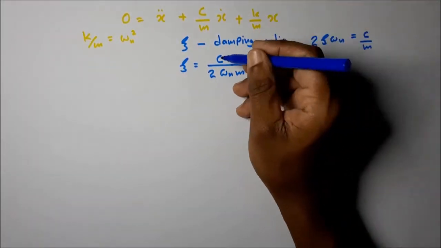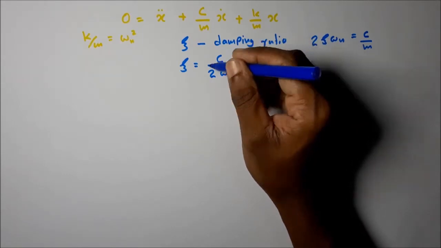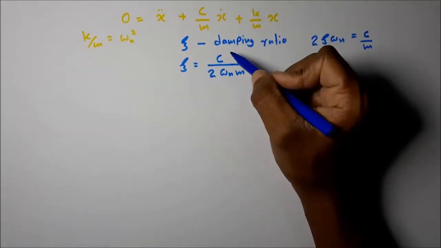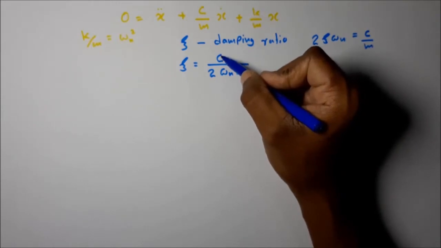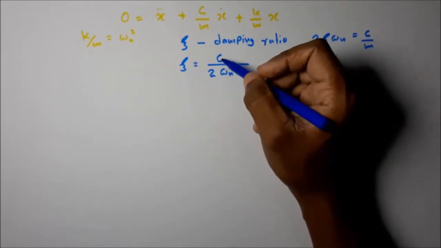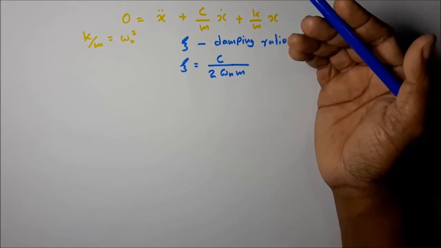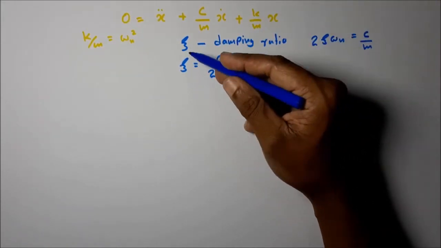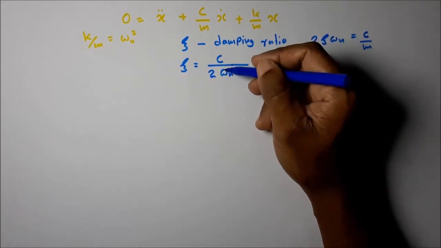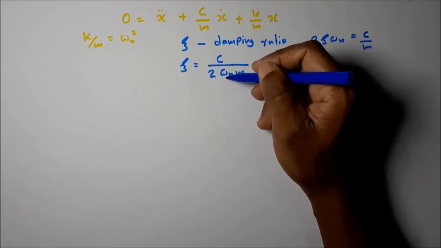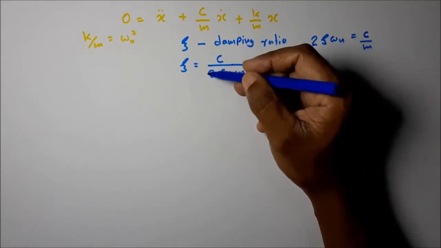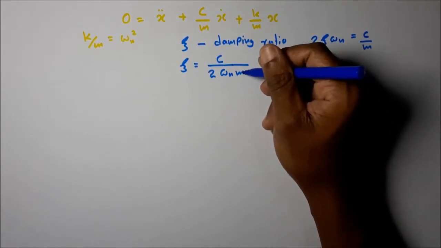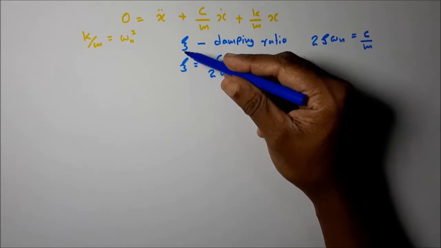Actually, you can see if the damping coefficient is higher, theta is also higher. That means, for example, if the dashpot viscosity is high, theta also goes high. Whenever the system natural frequency is low, again the damping ratio goes high. If the mass is small, again the damping ratio goes high.